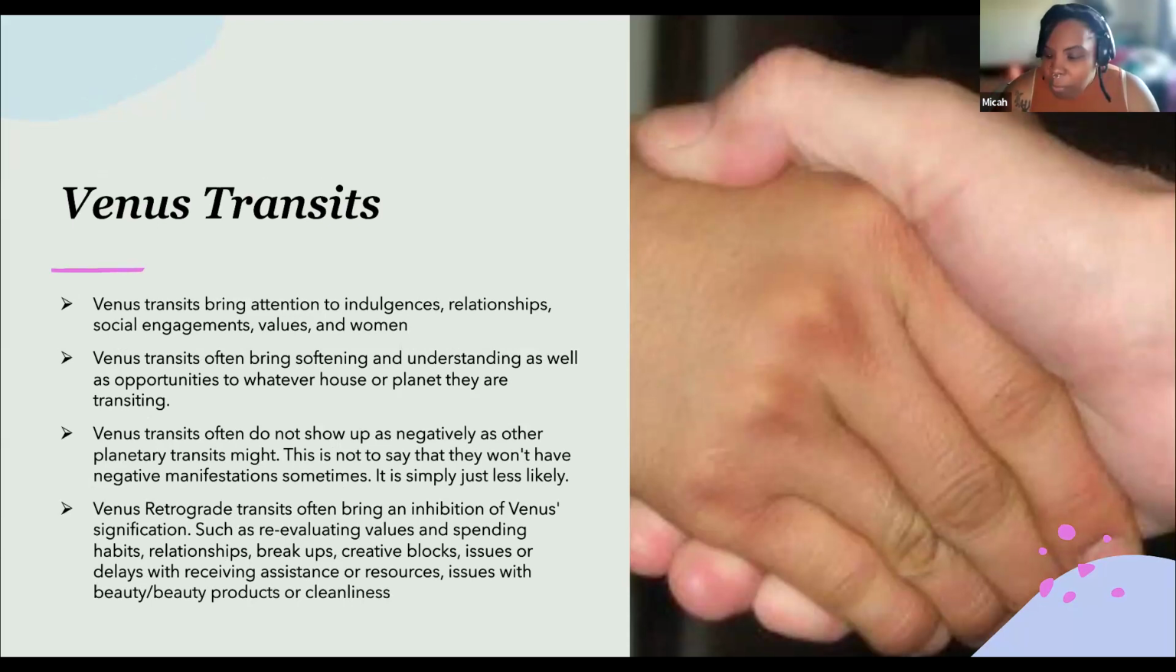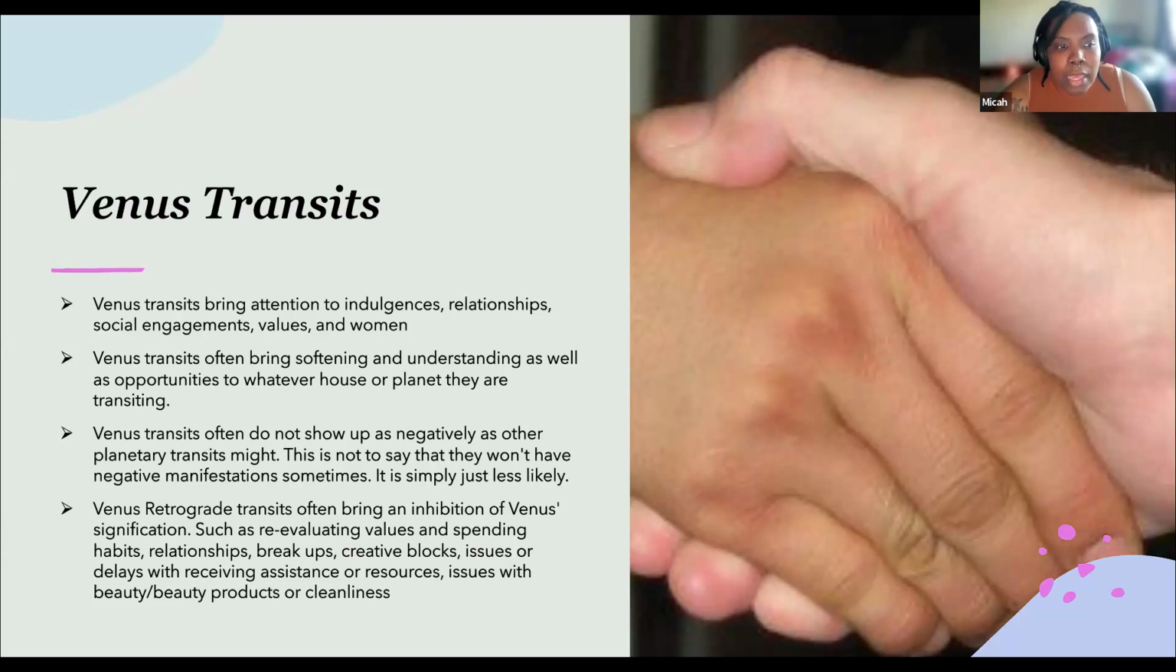Okay, so we are back. So we are going to continue on talking about Venus transits. So Venus transits usually are not awful. I won't say that they're always good, but they aren't the worst. There are definitely other planets that I do think pack more of an annoyance than Venus does, if it's going to be negative at all.